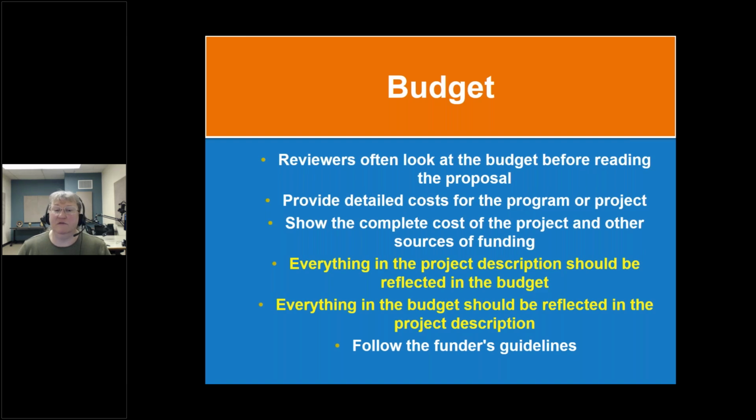I've actually seen some guidelines where the first thing you attach to the proposal is the budget. And that's more important than the actual proposal itself. Detailed cost for the program or project should be included. And depending on the funder, most of them will ask for the complete cost of the project and other sources of funding that you have. Many funders ask for a match to the grant they give. So if you're asking for $5,000 from a funder, they require that you match that, which means either from your own fundraising or from other grants that you get or from other sources.